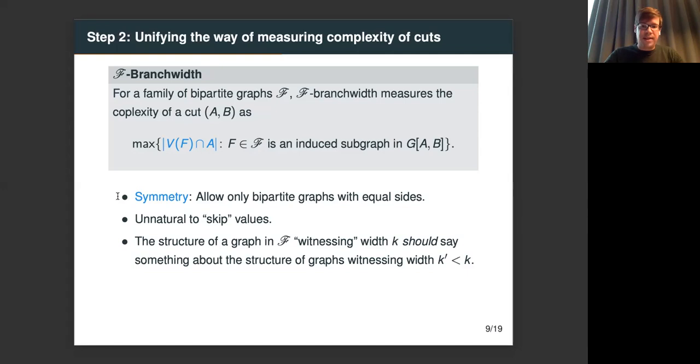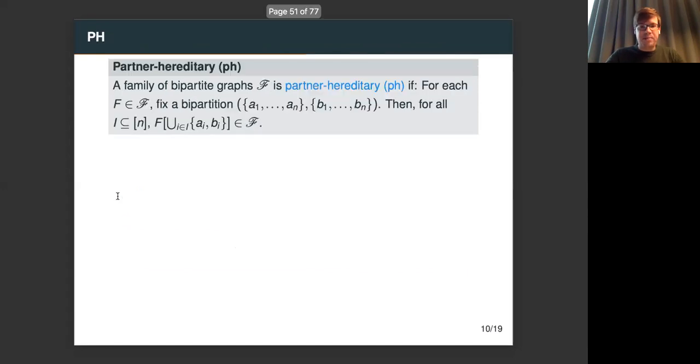So this led us to the following requirement, that we say that the graph class F should be what we say partner hereditary. So what does this mean? First, given a graph in F, we fix some bipartition of the two sides, and we partner up every vertex on the A side with some vertex on the B side. So here you would just partner them up by indices. A1 is partnered up with B1, A2 with B2, etc.